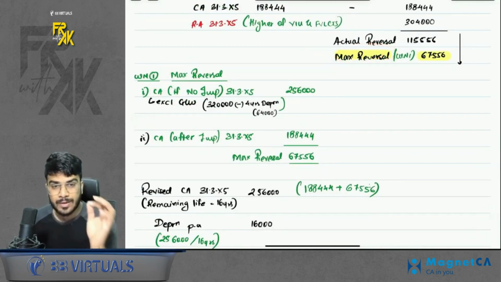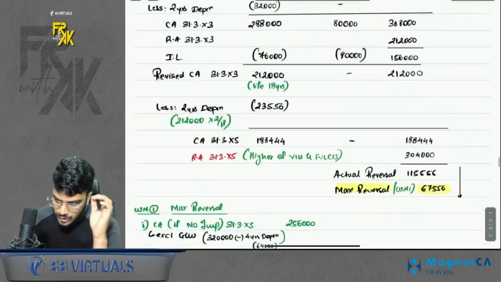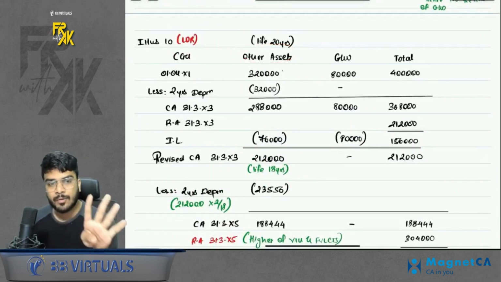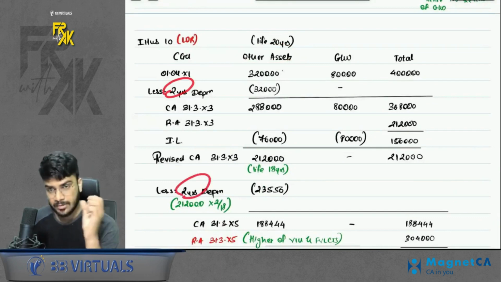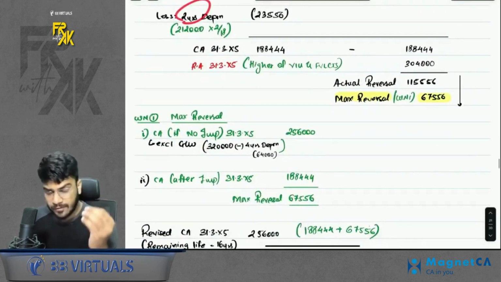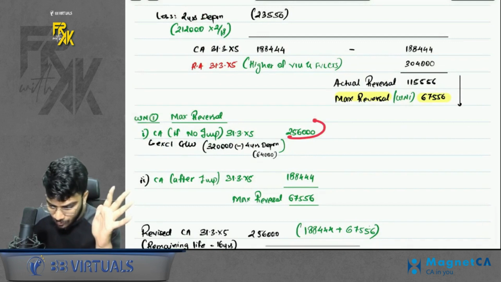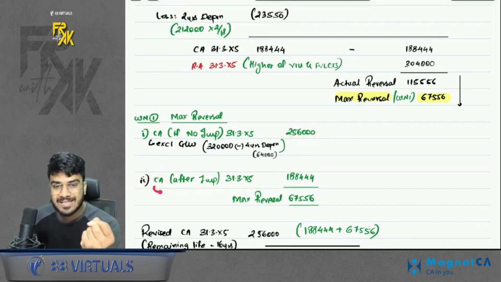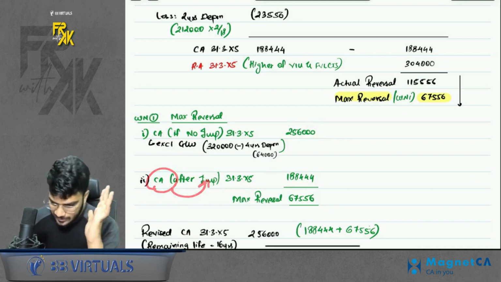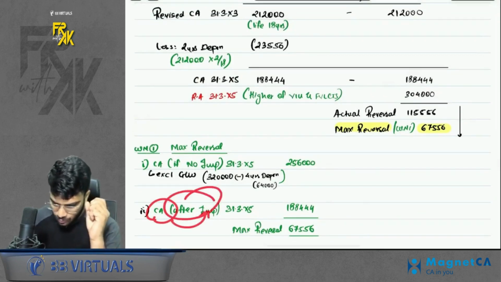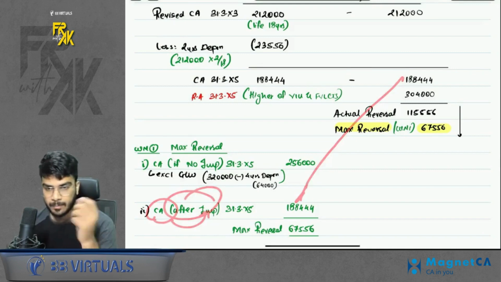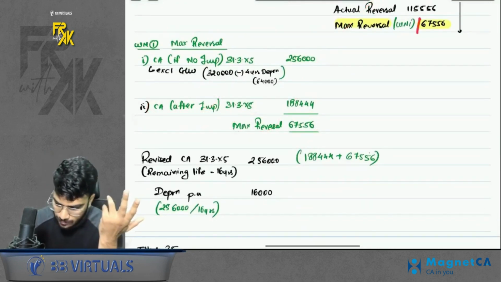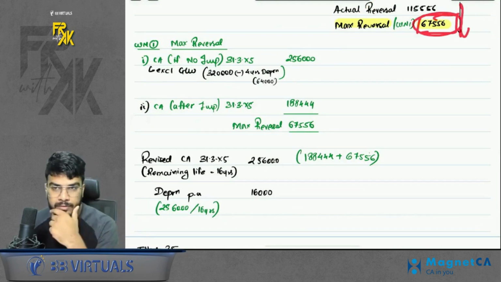How do we compute the carrying amount if there was no impairment? But this is a CGU, so exclude goodwill from this. If there was no impairment, I would have depreciated my other assets on an SLM basis for 4 years now, 2 years here and 2 years here. So my carrying amount would have been 2,56,000. The second amount you want is the carrying amount after impairment, which you already have, 188,444. You will get the maximum reversal. You can reverse only this much, whichever is lower out of these two.